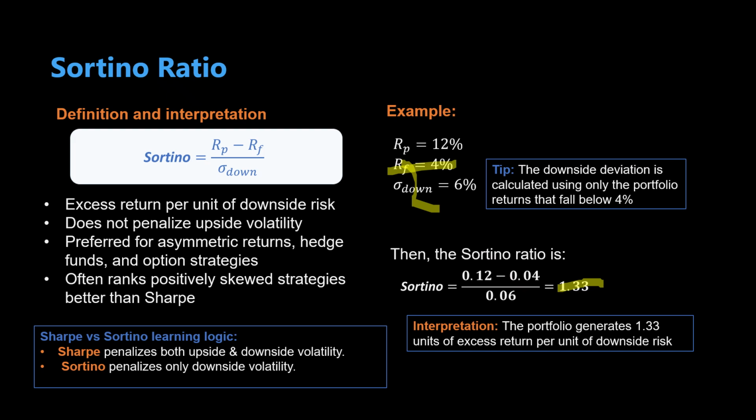The Sortino ratio is preferred for asymmetric return strategies such as hedge funds, option writing portfolios, or private equity, where upside variability is desirable and should not be penalized. The key distinction for the exam is this: Sharpe penalizes both upside and downside volatility equally. Sortino penalizes only downside. Whenever you see skewed or asymmetric returns in an exam question, remember that Sortino is the appropriate measure.